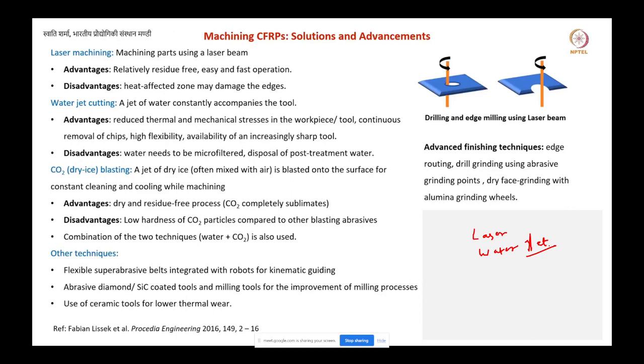Now, if you will do the carbon dioxide, which is nothing but dry ice blasting, a jet of dry ice is blasted onto the surface for constant cleaning and cooling while machining. So the advantage of this CO2 blasting is it is a dry and residue free process, and the disadvantage is you will get a low hardness of CO2 particles compared to the other blasting approaches. A combination of these two techniques is also used, where you can use water jet cutting and the CO2 blasting.